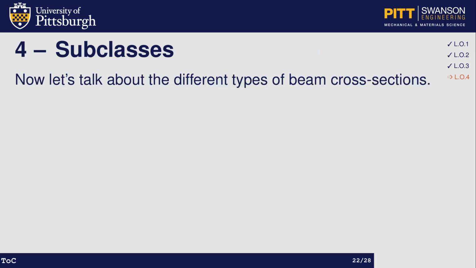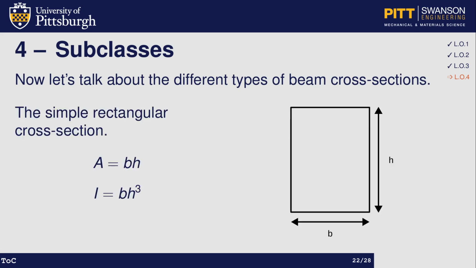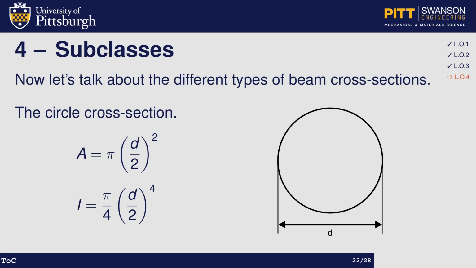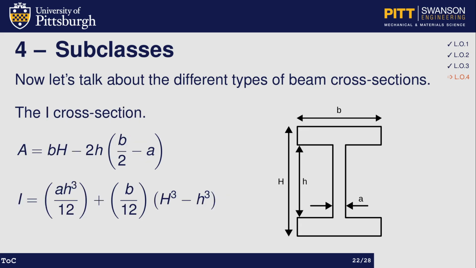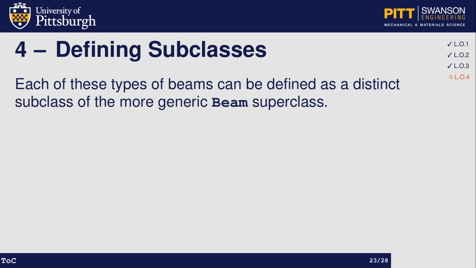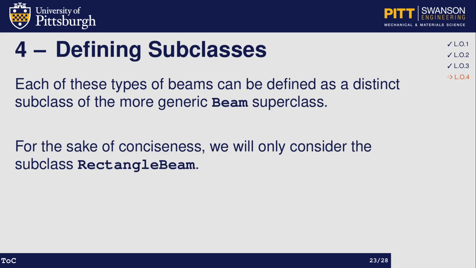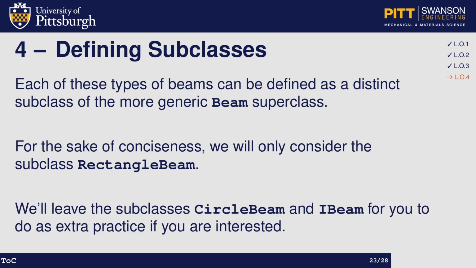So now we can actually talk about the specific types of beams. First, we have the simple rectangle, where the area and the second moment of area are both very simple to calculate. Now there's also a circle, which also is not very complex, but there's also the I-beam. This is a very common cross-section for things like structural members in buildings. Each of these types of beams can be defined as a distinct subclass of the more generic beam superclass. For the sake of conciseness, we'll only consider the rectangle in this lecture and we'll leave the others for extra practice if you're interested, but they're all basically the same thing.